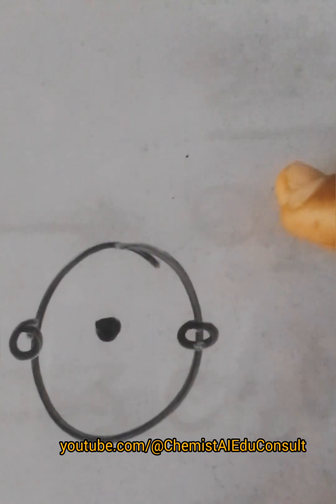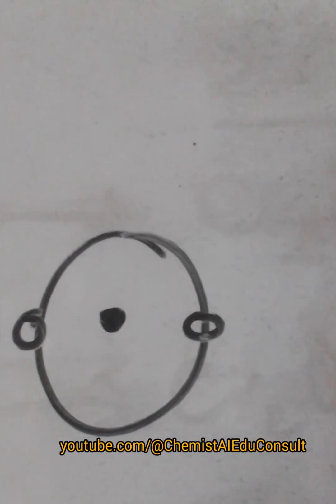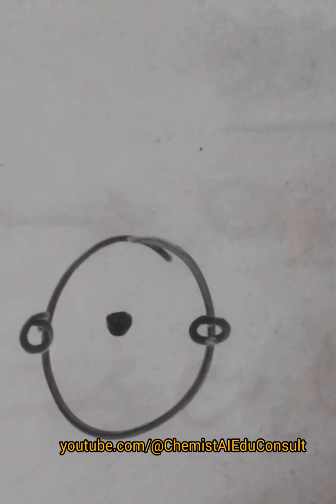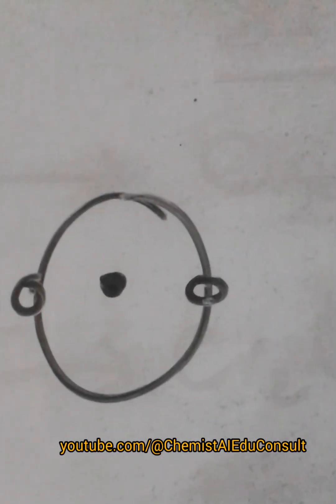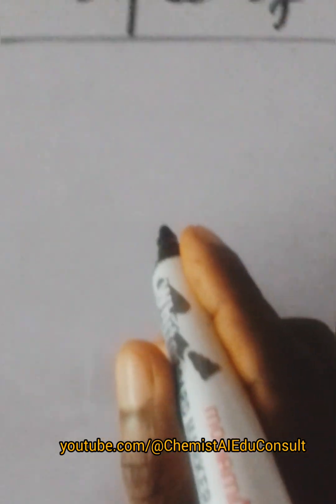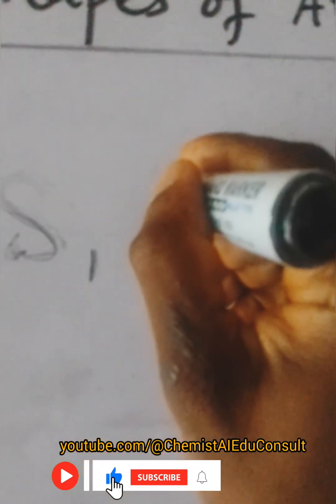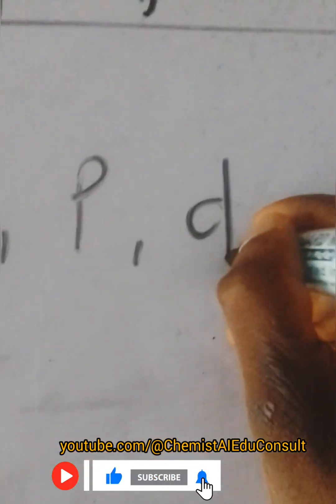Now, since atomic orbitals exist in space, they have shapes. So let's examine the 4 orbitals we have. Types of atomic orbitals. 1 is s orbital. 2 is p orbital. 3 is d orbital. And 4 is f orbital.